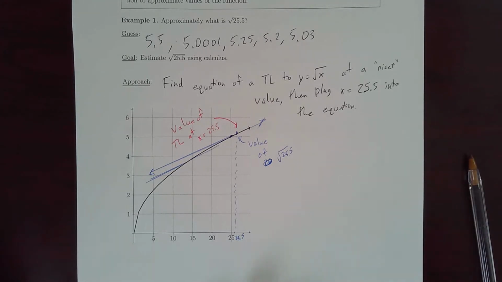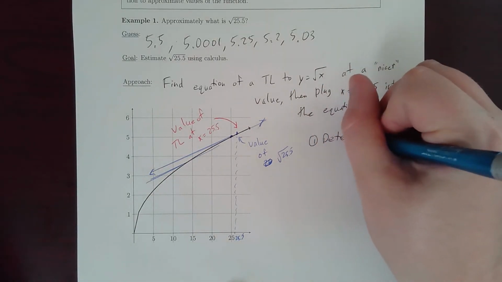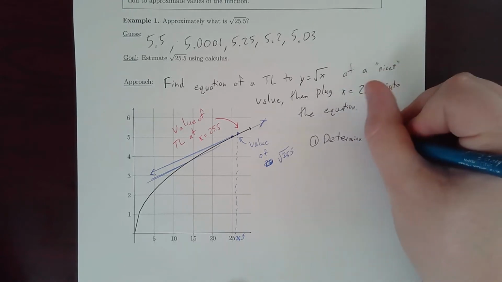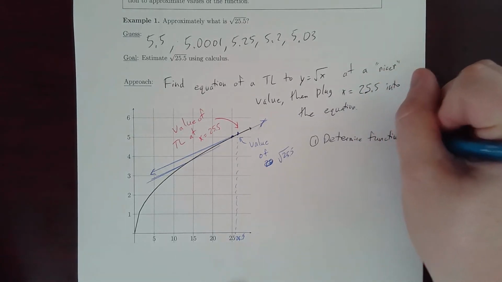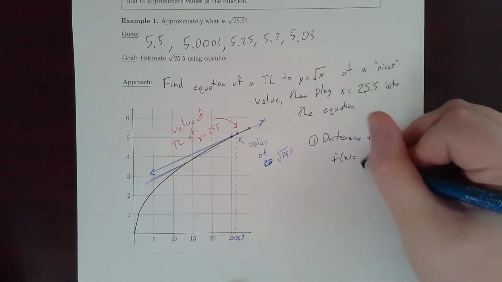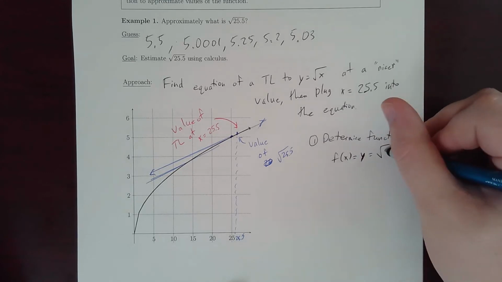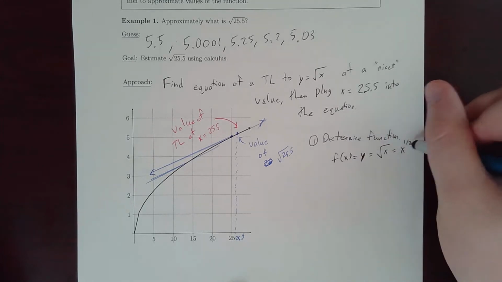It might not be perfect, but it should give us a good approximation. So our steps when we do this are first to determine what function we have. Since we're looking at the square root of 25.5, our f of x, or our y, will start off as the square root of x, or just x to the 1/2.